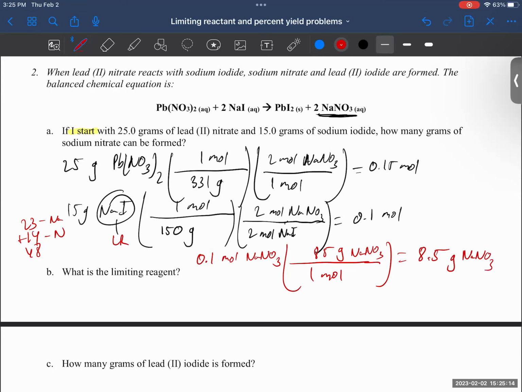Are we done now? No. Yeah, part A, are we finished? Why not? For part A, are we done with the work for part A? All right, yeah, the painstaking process is done. Our theoretical yield is found, 8.5 grams of sodium nitrate. All right, and then we can do the limiting reagent.